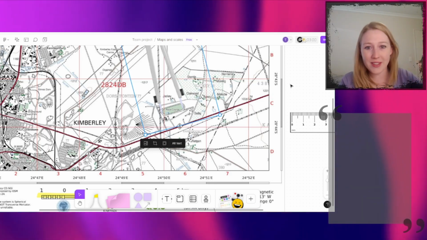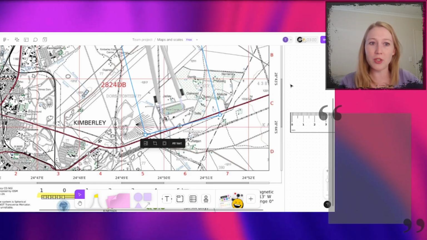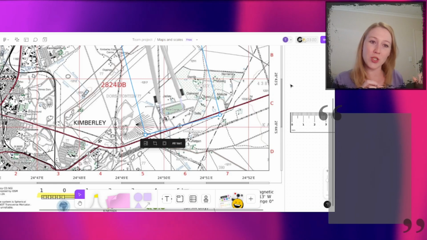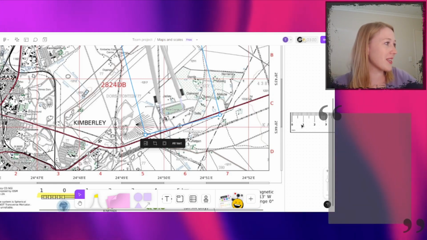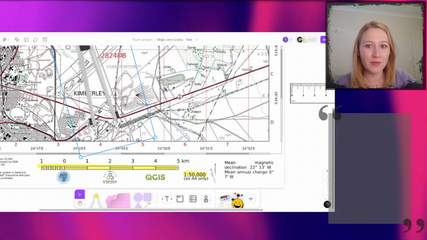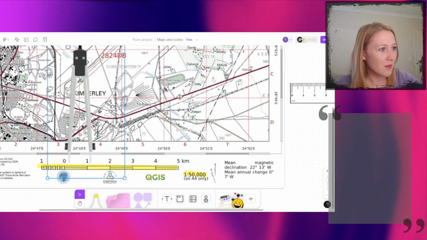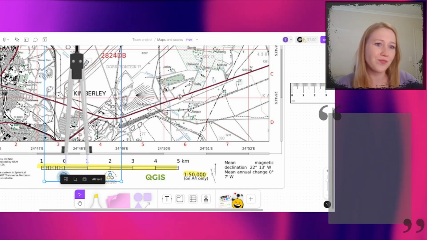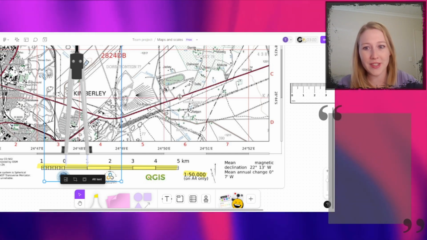So I think that's close enough. That looks like it's on either side of the race course. So what I'm going to do now is I'm going to virtually pick it up off of the map, and I'm going to take it to the scale. It's fighting me. I can't seem to get it onto that 0 point.